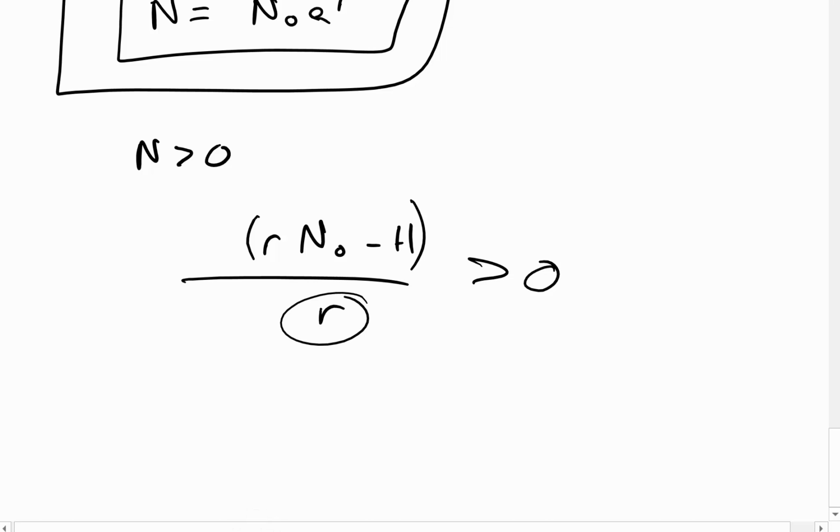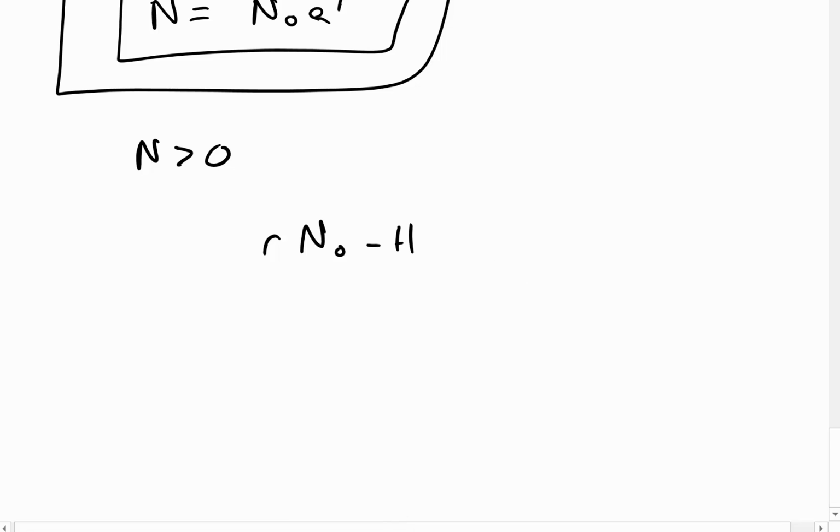Likewise, we know what r is. It's 0.1, and that's always going to be greater than 0, so we can just ignore that as well. So what we're left with is that r n naught minus h has got to be greater than 0. Sorry, greater than or equal to 0.